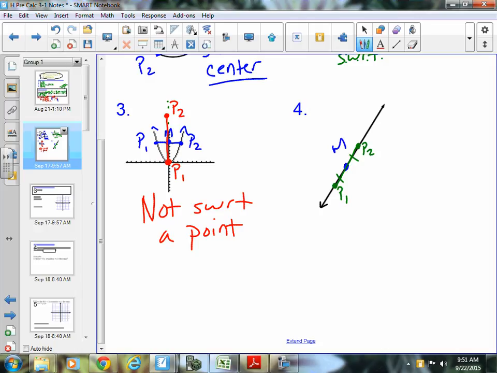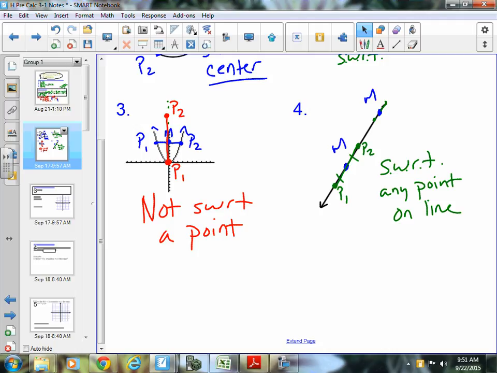But where else could M be? What if I picked M up here? Would I be able to do the same thing and find a point equidistant on both sides? Sure. So actually, lines have how many symmetry points? Any point on the line, so infinitely many. So it's symmetric with respect to any point on the line. So lines are kind of special that way. They have infinitely many symmetry points.